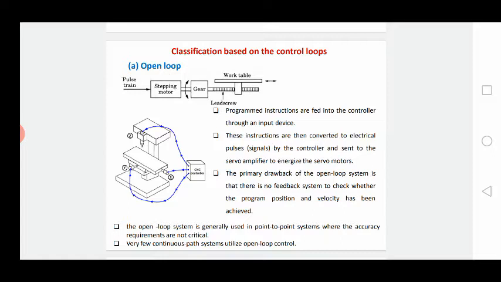The open loop system is generally used in point to point systems where the accuracy requirement is not critical. Because we are not getting any feedback on whether the work is done or not, where high accuracy is not required, we go for open loop systems. Very few continuous path systems can utilize an open loop system. Mostly it is for point to point positioning systems. That is the open loop.